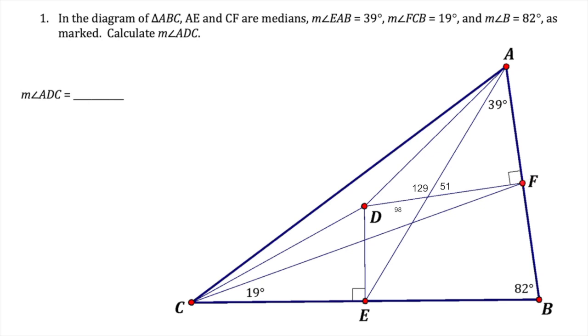Line segment F to D is a perpendicular line. So doesn't that mean line segment F to D is a perpendicular bisector? Let's look over here. Line segment C to B has E as their midpoint because of median A to E. And line segment E to D is perpendicular. So isn't line segment ED also a perpendicular bisector?